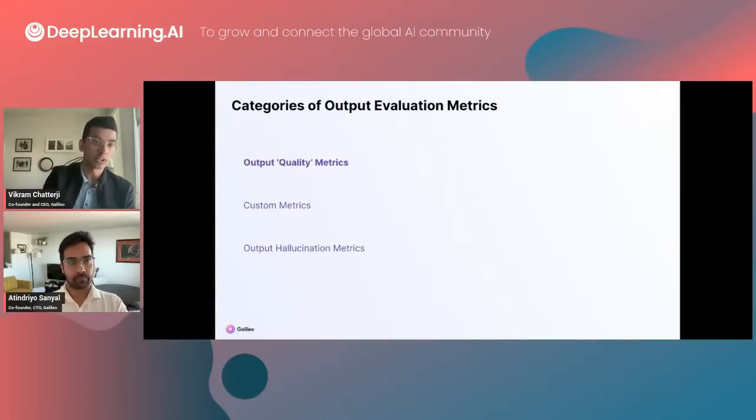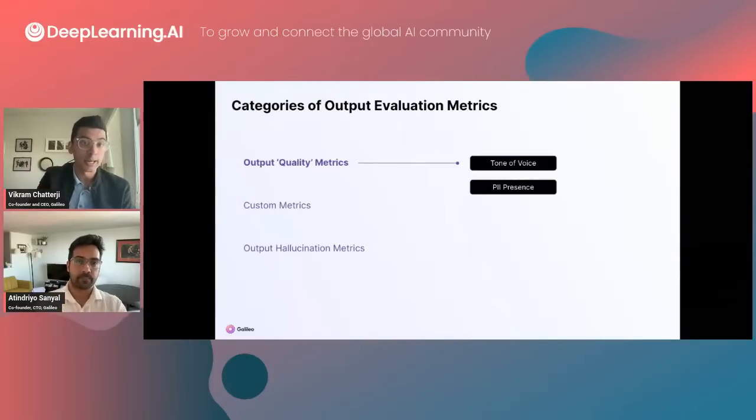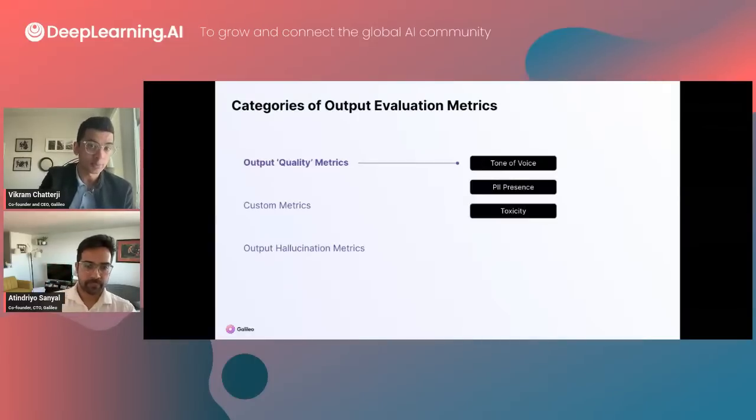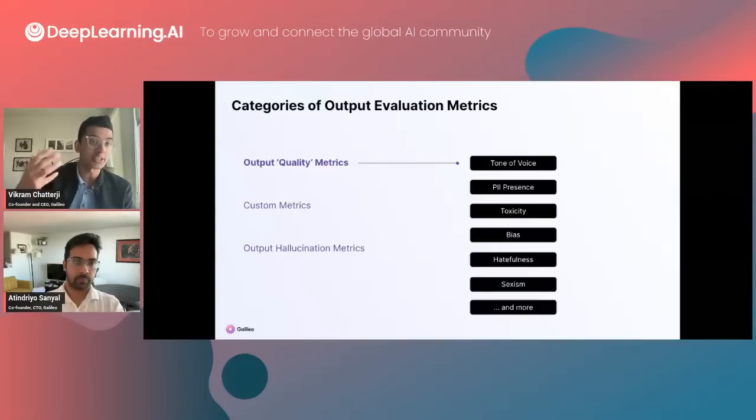First of all, for the quality metrics, there's a whole host of them. For instance, tone of voice. Is the tone of your chat product's output angry? Is it happy? Is it sad? What do you want it to be? Is there any PII presence? For a lot of regulated industries, that's super important to be completely on top of. Is there toxicity? Is there any kind of bias that's being spewed? Is there hatefulness or sexism or many such other kinds of quality attributes of the output that you need to be very on top of?